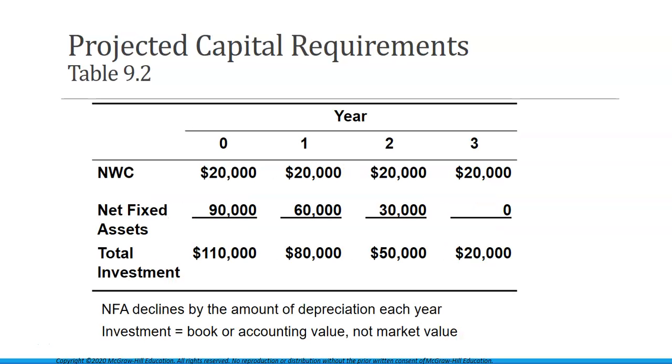We then can look at each year side by side for our projected capital requirements. This is our pro forma balance sheet. We need 20,000 in net working capital, and we have 90,000 in fixed assets in the first year. In the second year, those fixed assets have dropped to 60,000, and that is because of the $30,000 depreciation expense that we took. The fixed assets decline every year by the amount of the depreciation expense.